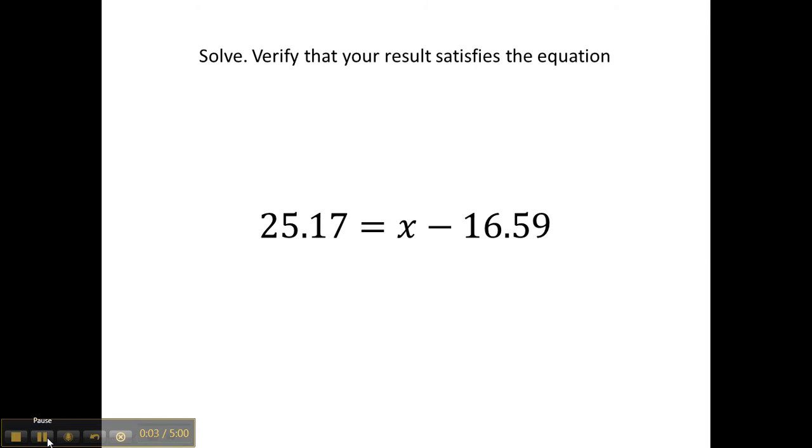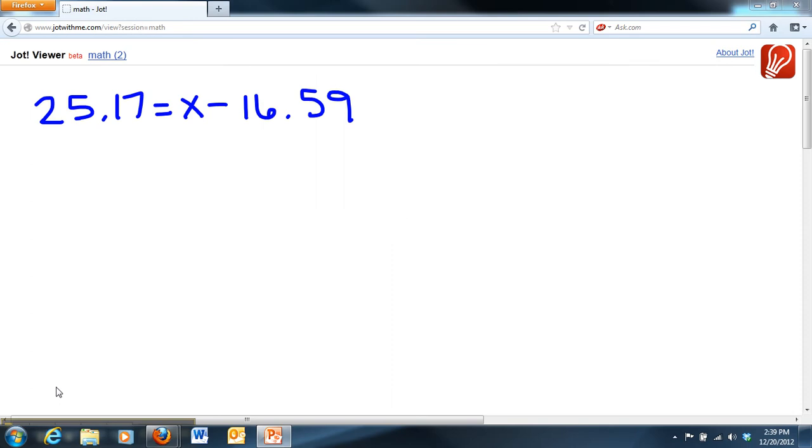Solve and verify that your result satisfies the equation. The equation that we're given is 25 17/100 equals x minus 16 59/100. So to solve an equation, we want our variable, in this case x, all by itself on one side of the equation, equal to a specific value.